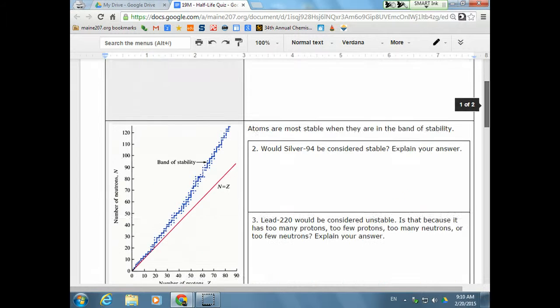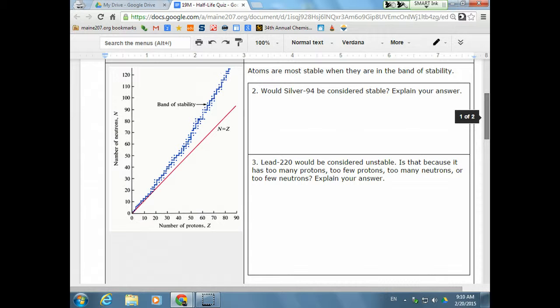Okay, let's go down to number 2 and 3. Most common mistakes on this were that people didn't know what that number meant. That number means the mass. Since this is a graph of protons and neutrons, silver has 47 protons, 94 mass, minus 47 protons gives us 47 neutrons, which means this dot is right about there, which is on that red line in this picture, but below the line of stability. So not stable, and then a lot of people just didn't explain why.